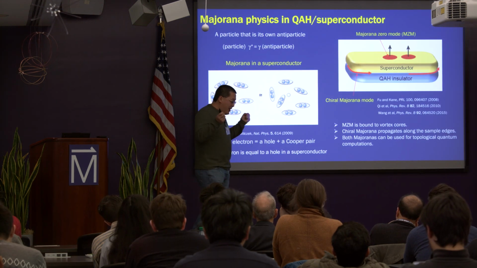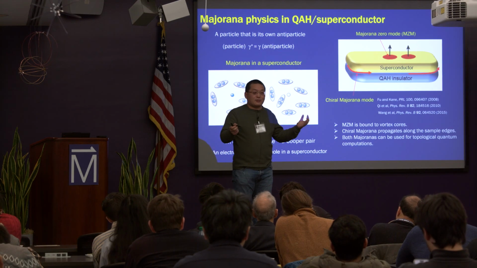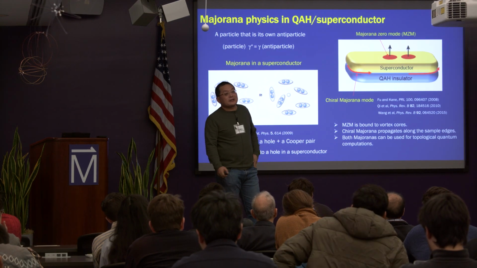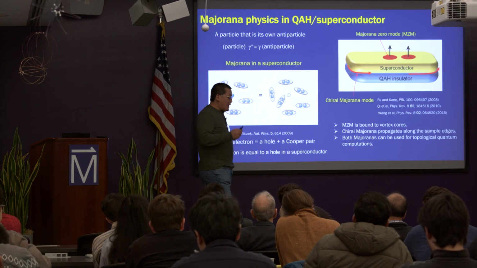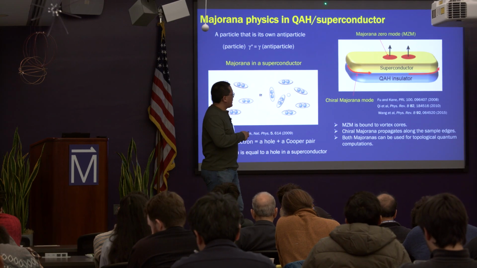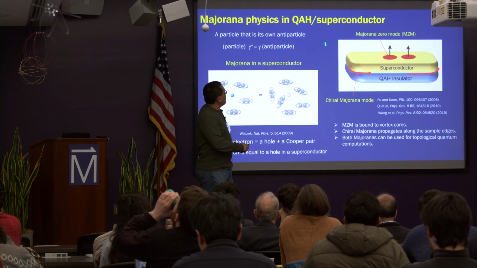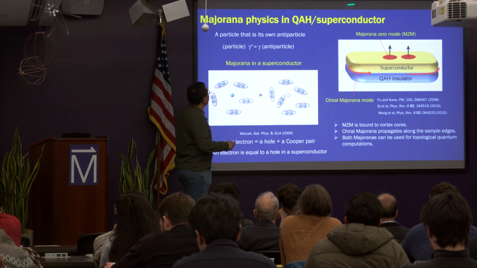Now we have the quantum anomalous Hall insulators, and I already told you the quantum anomalous Hall insulator is interesting. One application of the quantum anomalous Hall insulator is that there is a lot of theory predicting Majorana physics in quantum anomalous Hall and superconductor heterostructures.